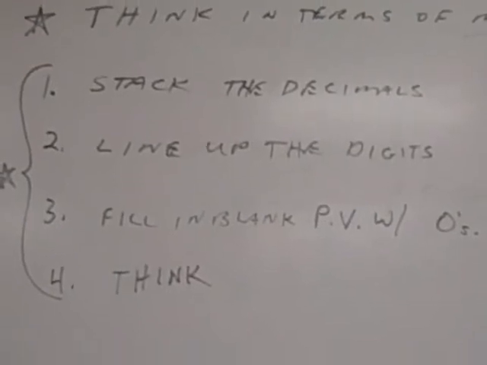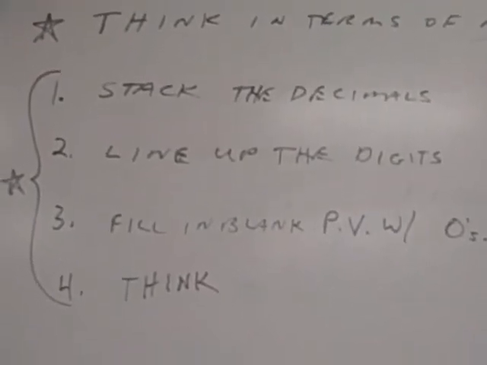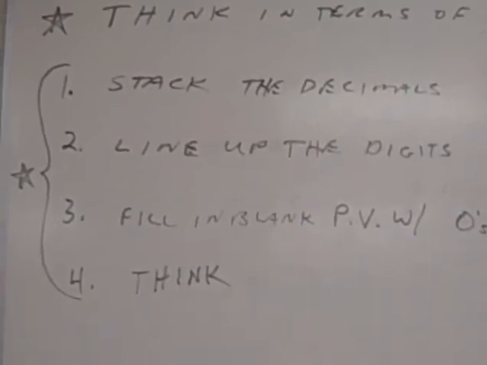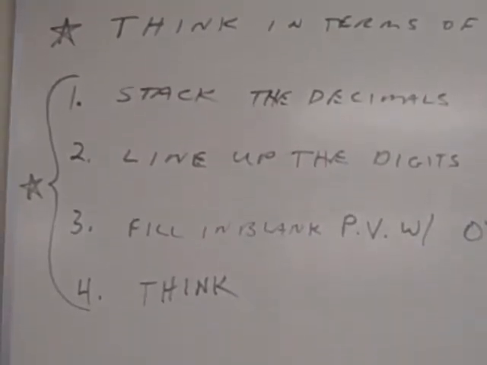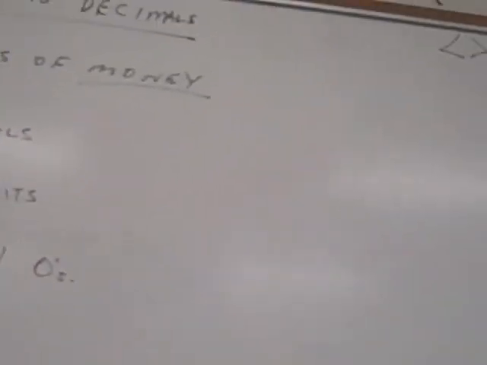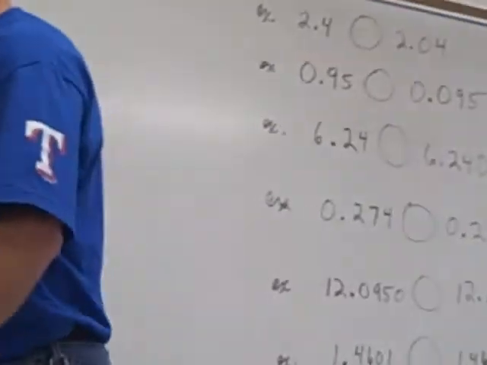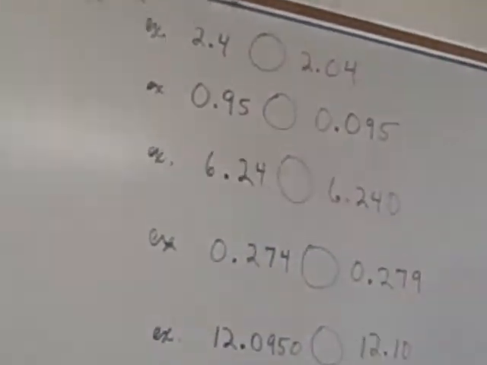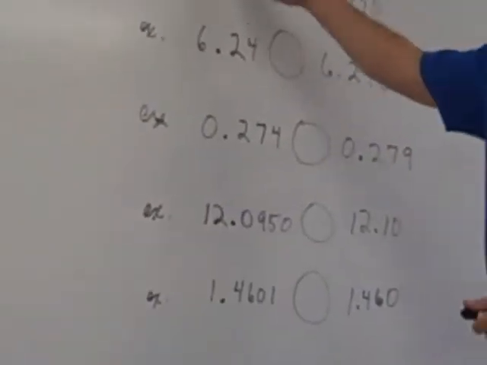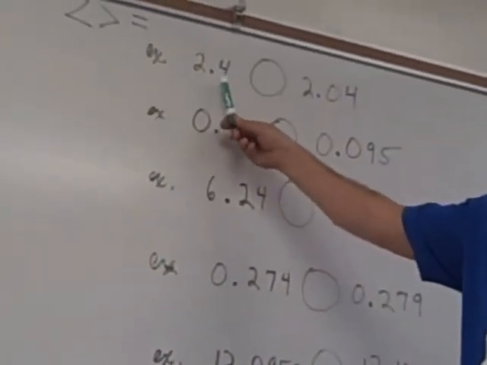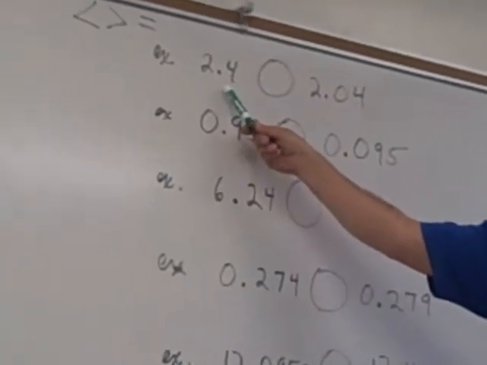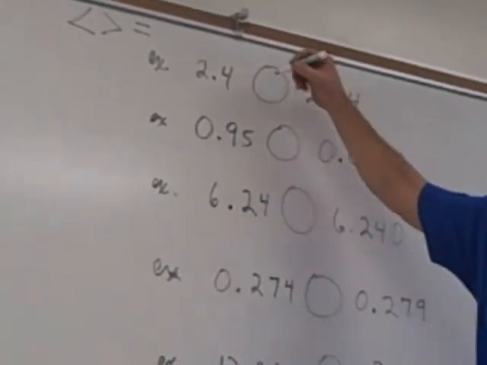Now let's look at some of these. Now on this, are we comparing or are we ordering? Comparing. We're comparing. We're trying to say which one's bigger, which one's littler. All right. I like thinking in terms of money when it's nice and easy. So looking at this, if I'm thinking money, Ben, what is this? $2.40. I could do this, couldn't I?